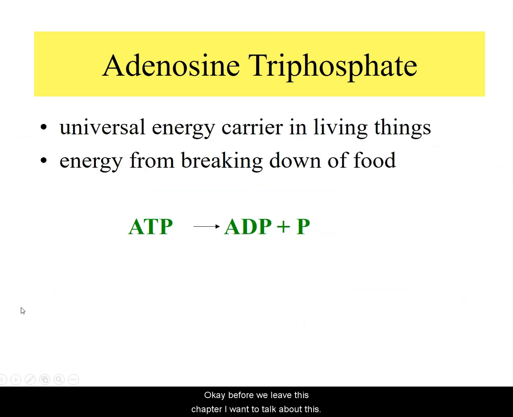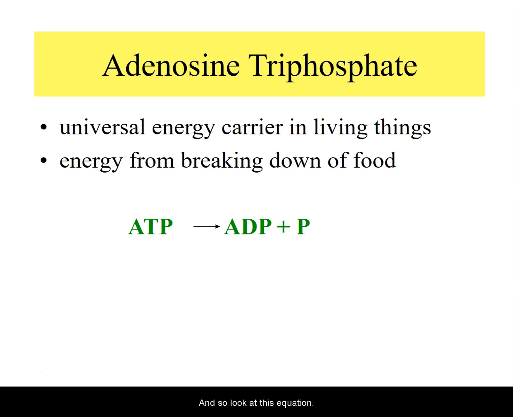Okay, before we leave this chapter, I want to talk about this equation that is on the board. ATP, our universal energy carrier for our body. We can conclude that one more chemical in our cell, and that you've heard of before, is ATP. We'll discuss this more as we go along. It's the universal energy carrier in our body and living things. It's energy taken from breaking down food and cellular respiration.